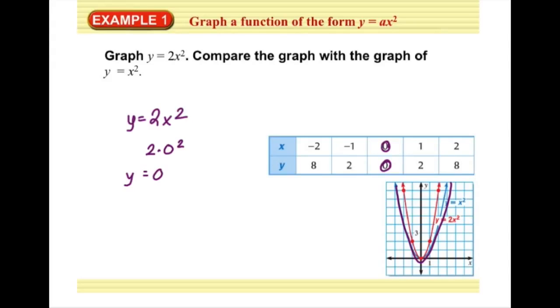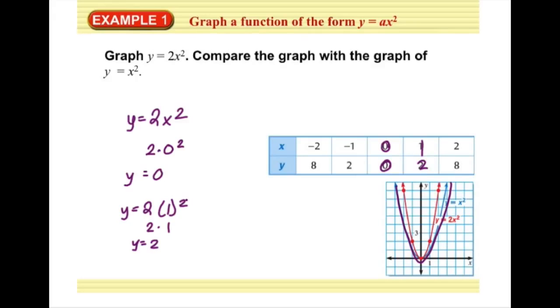And then I start substituting more numbers. So if y equals 2 times x when x is 1 squared, 1 squared is 1, so 2 times 1 is 2. So when x equals 1, y equals 2.